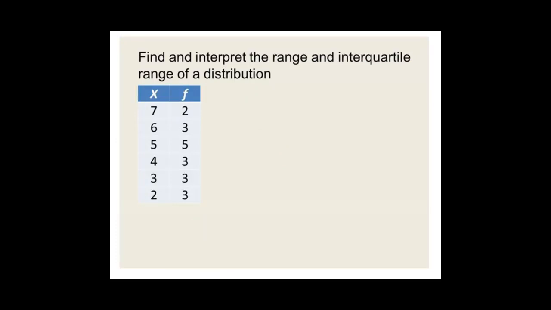To find the IQR, we need to figure out how many total scores we have. To do this, add up the frequency counts. 2 plus 3 plus 5 plus 3 plus 3 plus 3 equals 19. So the n for this distribution is 19.